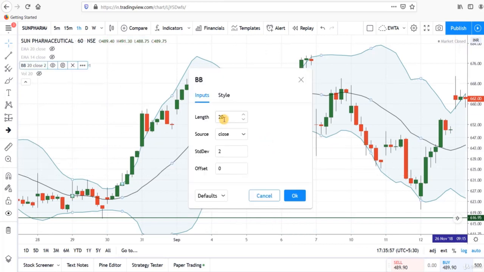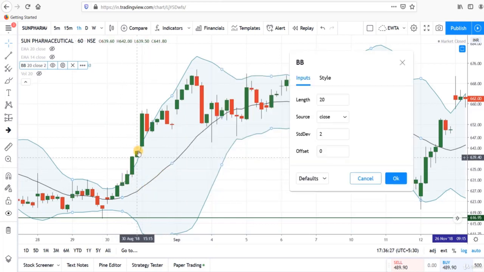The default setting for the simple moving average, that is the middle band of Bollinger Band, is 20 periods. It means this is a 20-period simple moving average. And the upper band is placed 2 standard deviations above the 20-period moving average, and the lower band is placed 2 standard deviations below it. Of course, you are allowed to use any inputs that you like, but I suggest default settings.